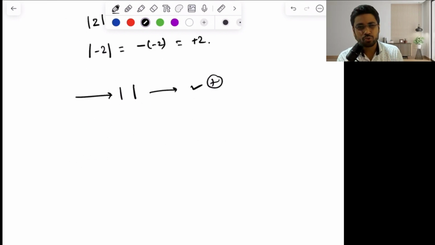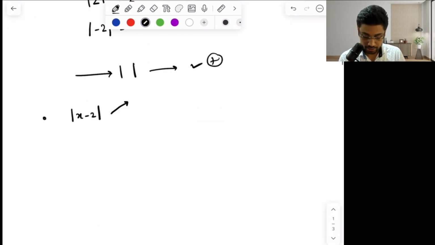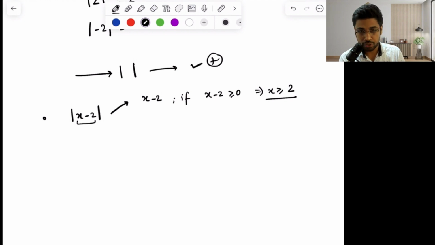Now, let's try to bring in an algebraic point of view to this. Let us say there is a number x minus 2 and you are taking a modulus of it. Again, look at the theory behind it. For any number, it will return plus that number if it is greater than 0, and x minus 2 here is a whole entity in itself. So it will be equal to x minus 2 if x minus 2 is greater than or equal to 0, which implies if x is greater than or equal to 2, then the modulus of x minus 2 will be equal to x minus 2 itself.